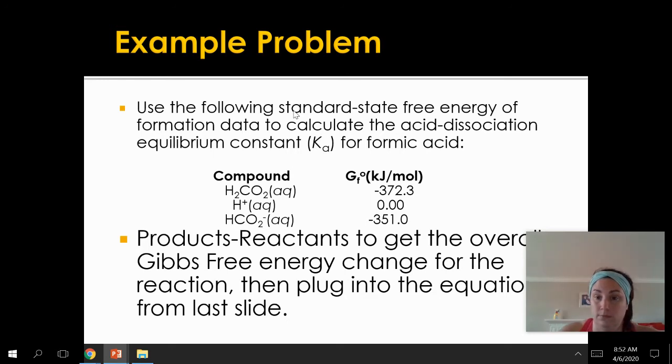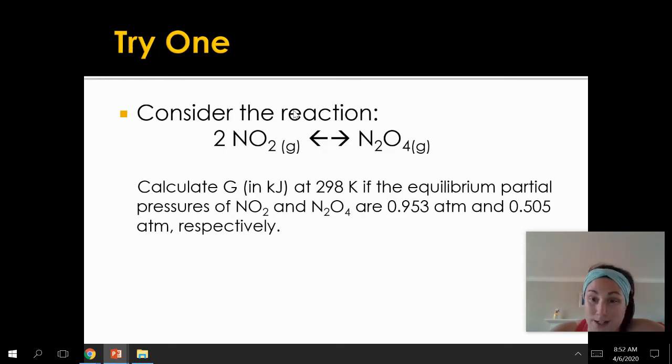Okay, another example here. If you noticed, you're given equilibrium partial pressures. So this would be an example of using a Kp instead of a Kc value of some sort. And here you're asked to calculate G rather than K. Now, again, there's an extra step you'd have to do before going right into that delta G equals negative RT ln of K equation, okay?